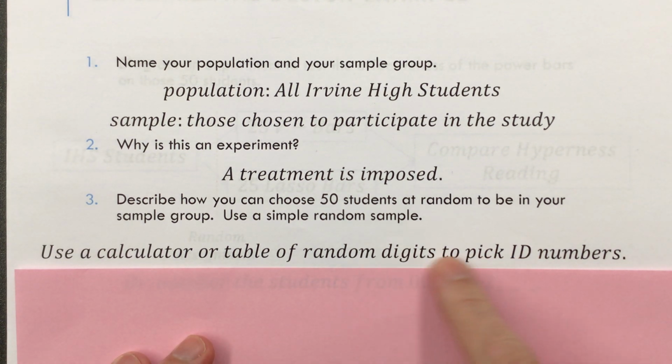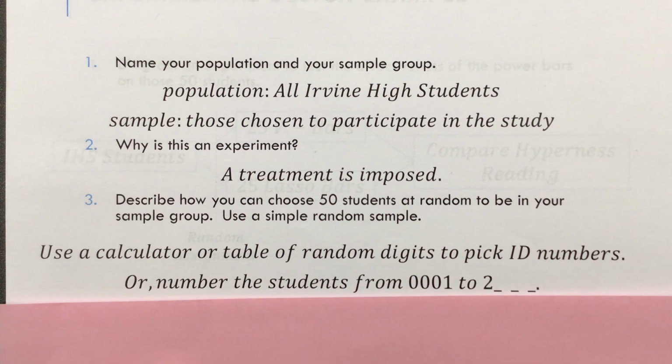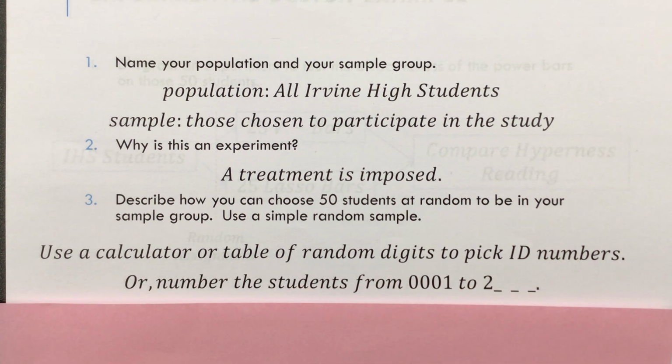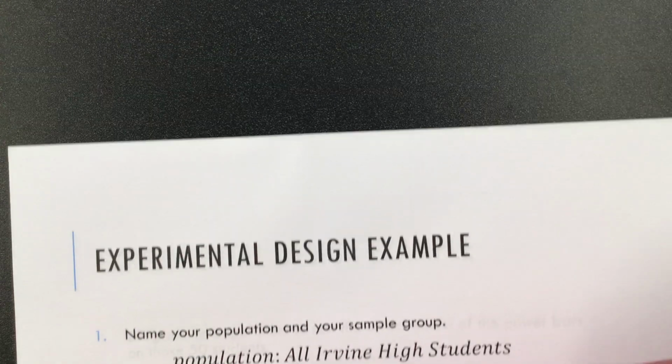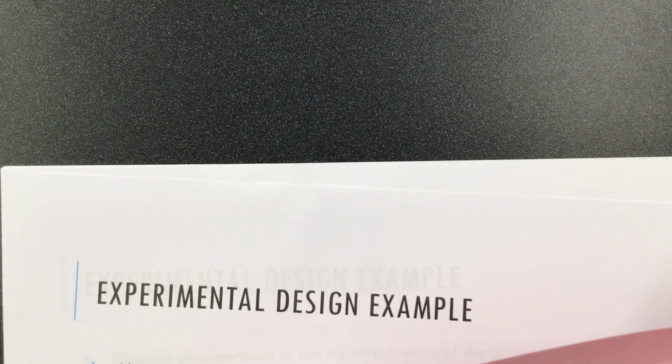We could use ID numbers if we have a list of ID numbers, or we can number the students ourselves. So those are the two ways to set it up, and then random digit table or calculator. Again, on the test, I'm going to specify random digit table, and I'll tell you what row to use so I know what numbers you're looking at, and that way I can grade you.